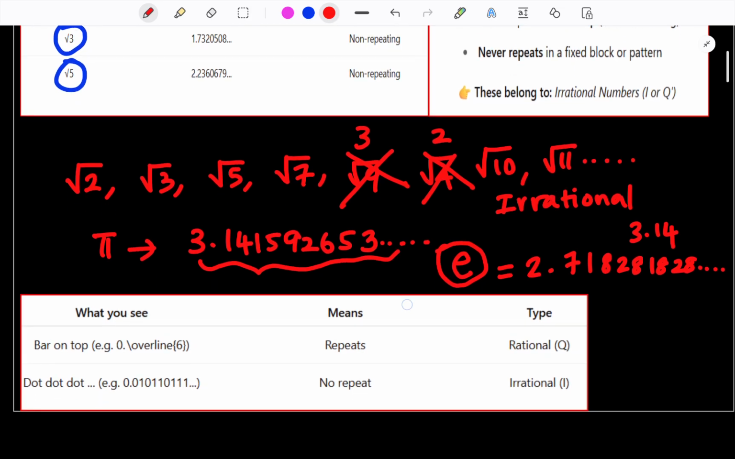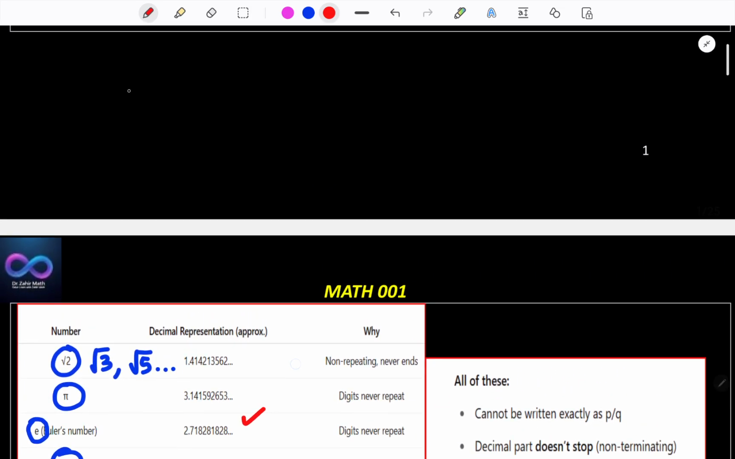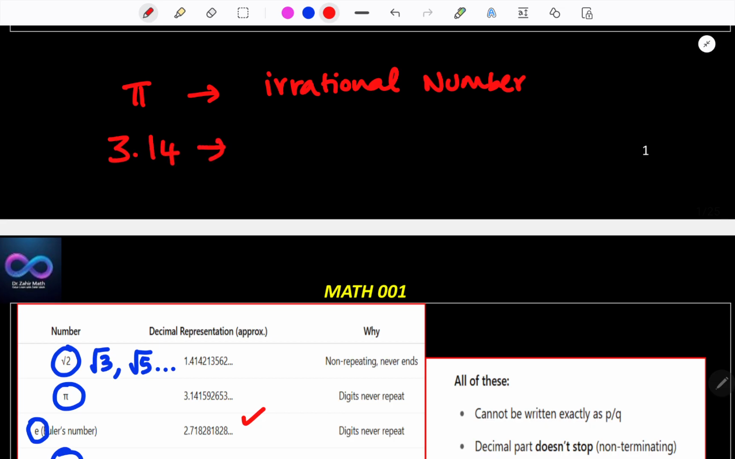Now I'll ask you one question. Teacher, if they give you pi, is it an irrational number? Yes, I agree. Pi is an irrational number. Okay teacher, if they give pi, it is an irrational number. Suppose in the exam, they give 3.14. Is it an irrational number, teacher? No. Keep in your mind, 3.14 is not equal to pi. So what about this 3.14, teacher? 3.14 is a rational number.